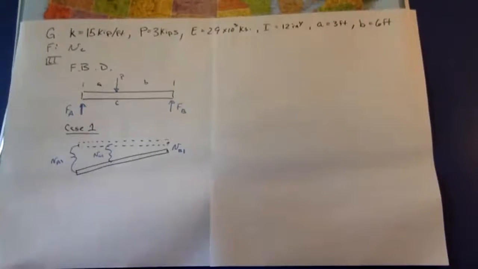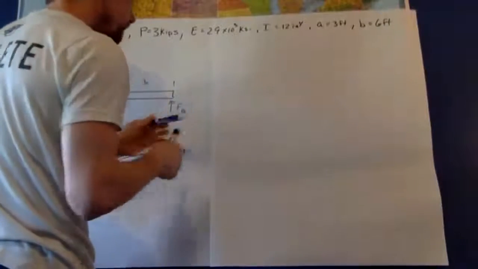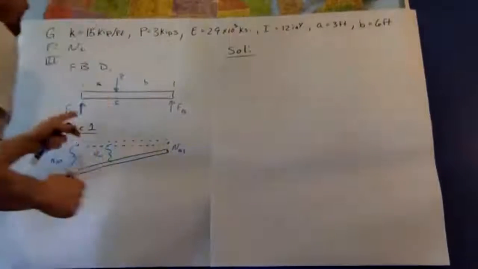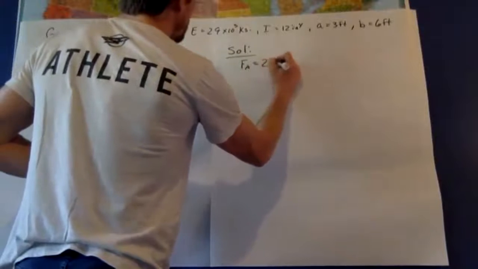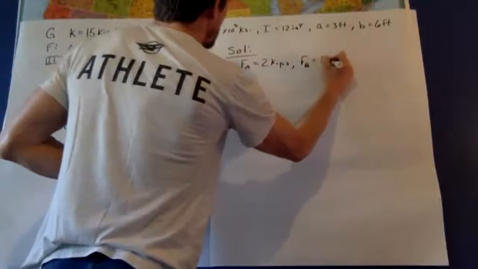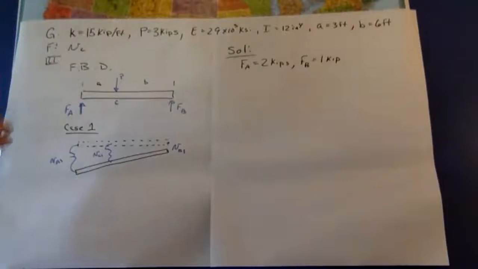So let's take a look at this case and start to solve this. Now, if you work out the math, using static analysis, the solution, we can say that FA is equal to 2 kips and FB is equal to 1 kip. You do that by sum of the moments, sum of the forces. You should know how to do that.